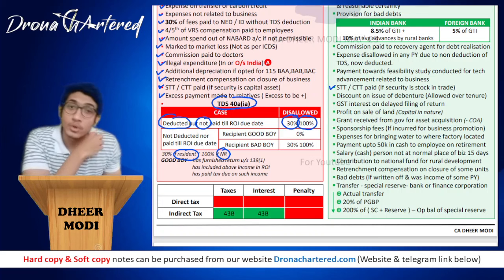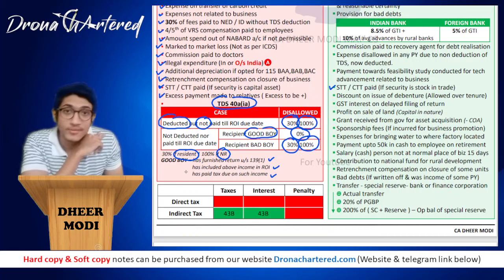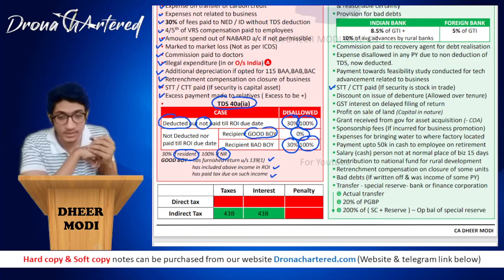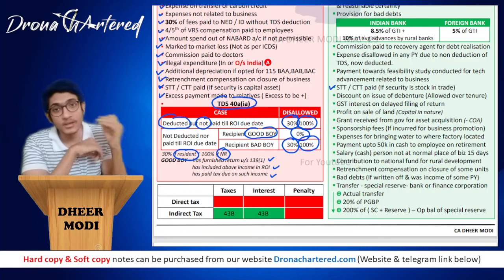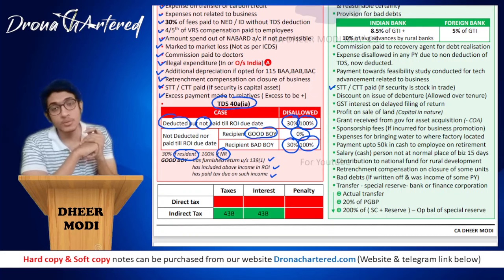But if the recipient is a bad boy, it means he's not a good boy. He has not done either one of these three, or he has not done any of these. Then of course it will be the same 30% and 100% disallowance: 30% if the payment is made to a resident, and 100% if the payment is made to a non-resident. So this will not be allowed and it will have to be added back.